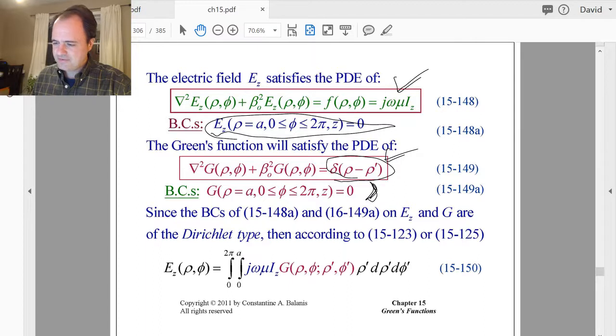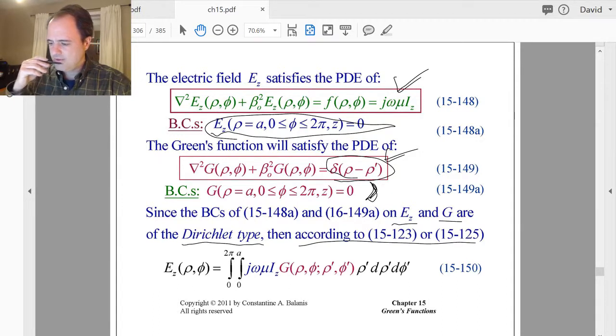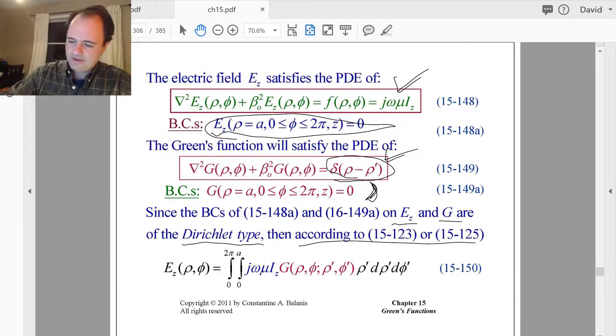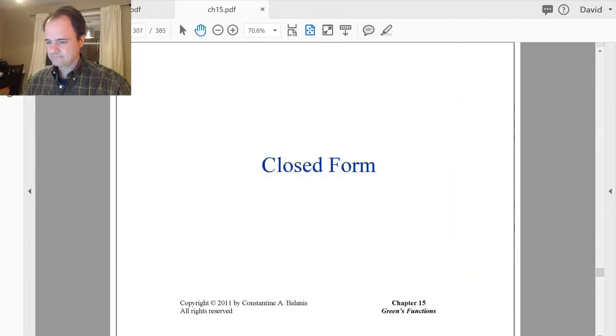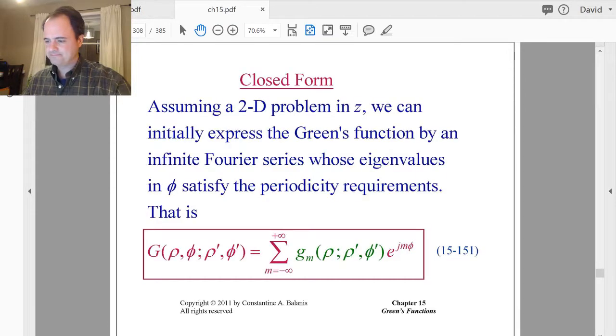Since the boundary conditions of E of z and g are Dirichlet type, then according to 123 and 125, we don't have to worry about any surface terms. We can just look at the volume integral, which turns into a surface integral for 2D. So now we're going to look at closed form. So we're going to solve this for the closed form.